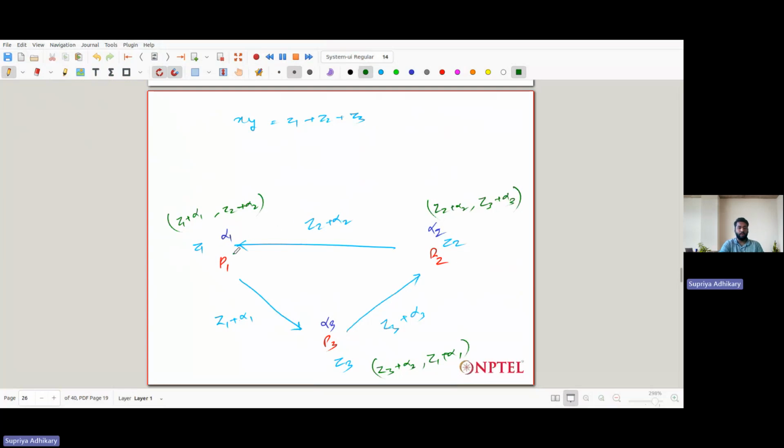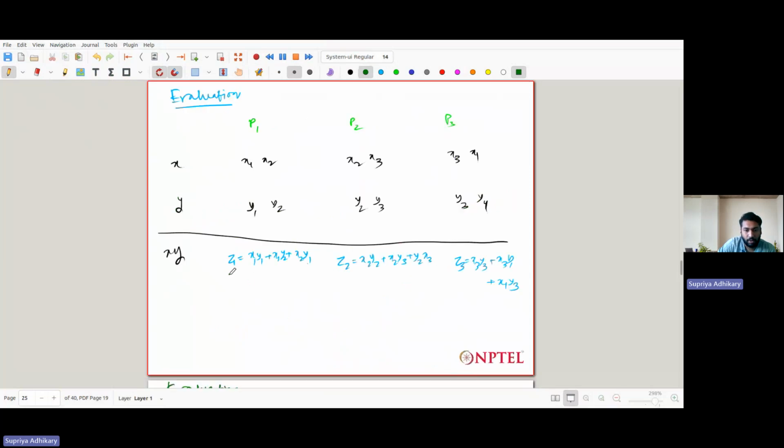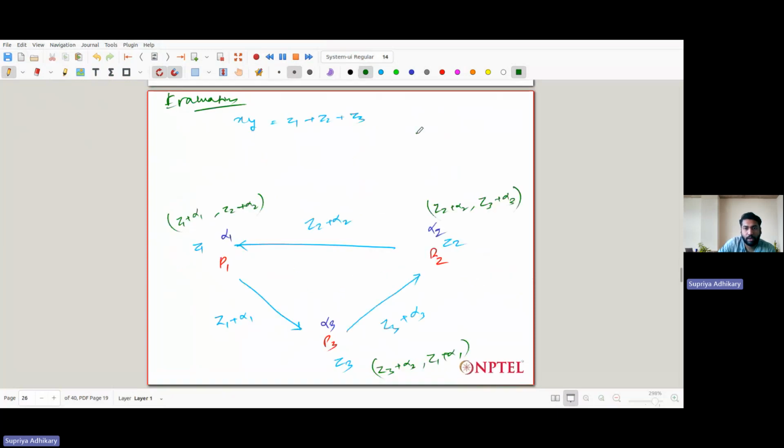As you can see, if we add z3 plus alpha 3 to this, then alpha 1 plus alpha 2 plus alpha 3 sums up to 0, because the preprocessed data always sums up to 0, and the sum of z1, z2, z3 is equal to xy. So in this way, this is the evaluation phase. In this evaluation phase, each participant locally computes z1, z2, z3, and then they do one round of communication with 3 ring elements.